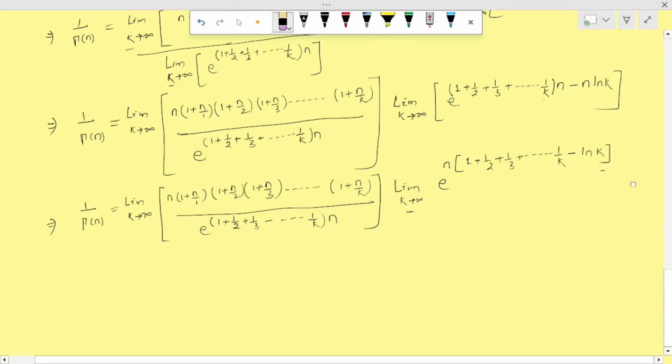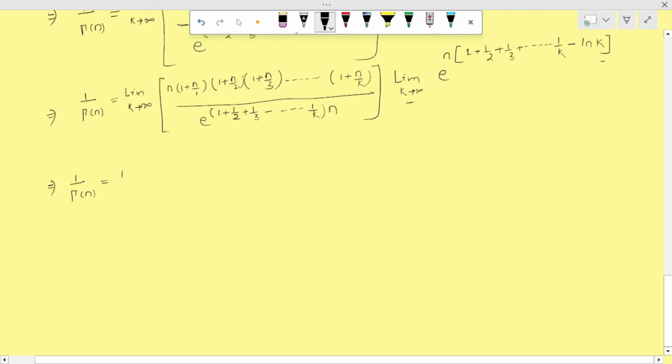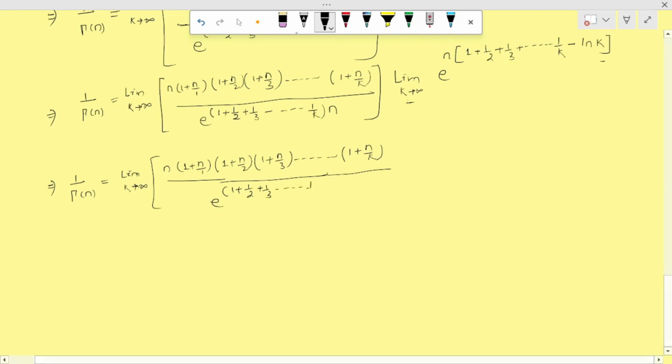So that implies 1 by gamma n will be equal to limit k tends to infinity; you just write what is written as such, (1 plus n by 1)(1 plus n by 2)(1 plus n by 3). In your exam you have to omit the steps. Here I wrote in detail, you just omit your steps. Divided by e to the power (1 plus 1 by 2 plus 1 by 3 up to 1 by k) into n, and as I told, this much is nothing but mu, the Euler's constant.